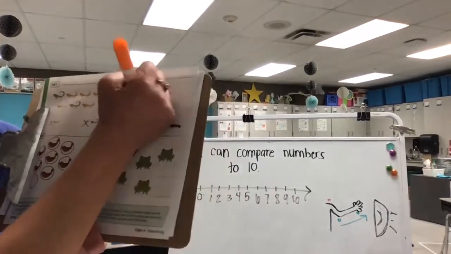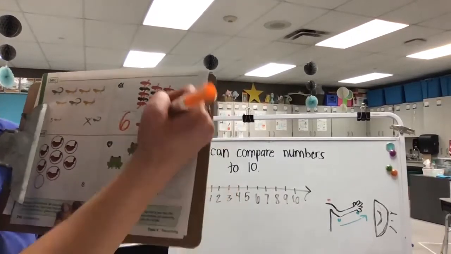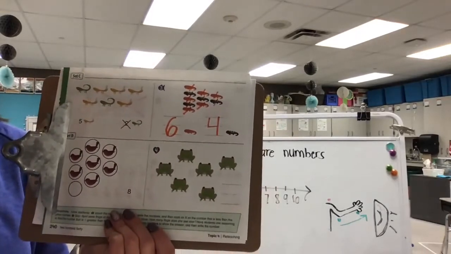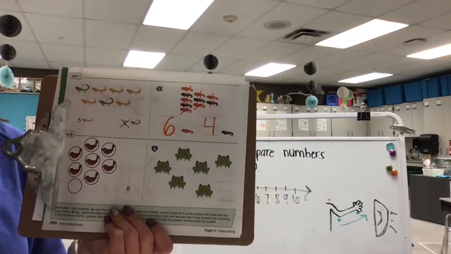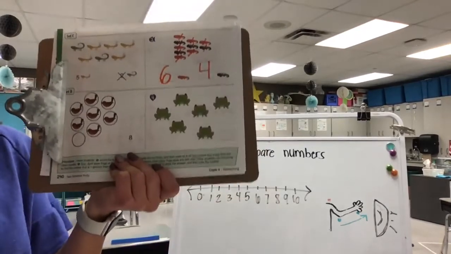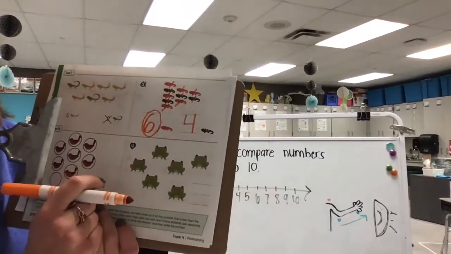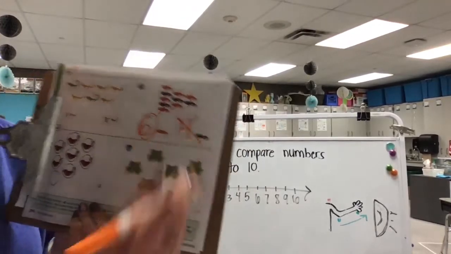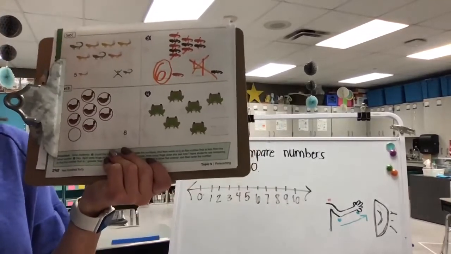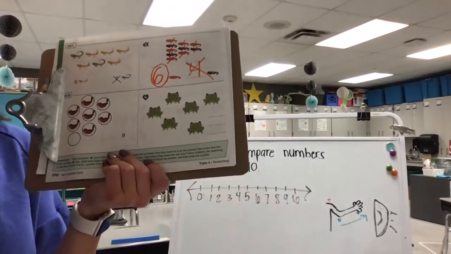Now let's count the purple. 1, 2, 3, 4. How many purple? 4. Down and over and down once more. That's the way to make a 4. Now which number is greater, the 6 or the 4? 6 is greater than 4. And 4 is less than 6. So we're going to circle our 6 and X our 4. We know that because 4 comes first on our number line, and then 6 is 2 greater.